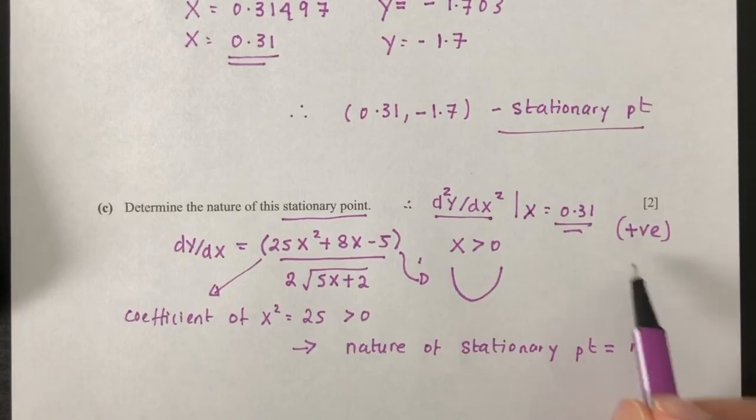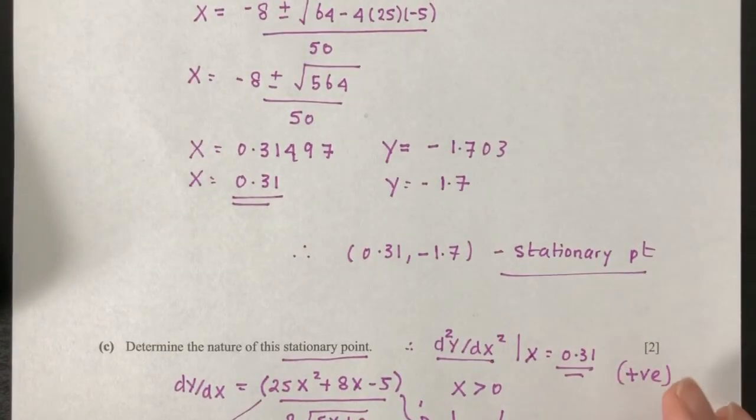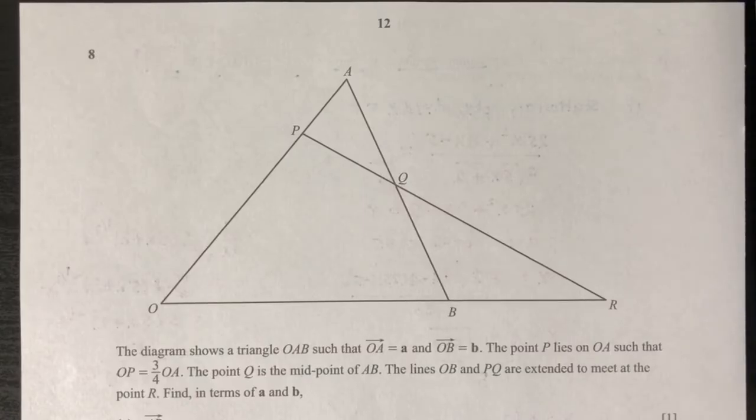Then this proves that it is also a minimum point. So this will be your question number, I think it's number 7. Now let's move on to question number 8.